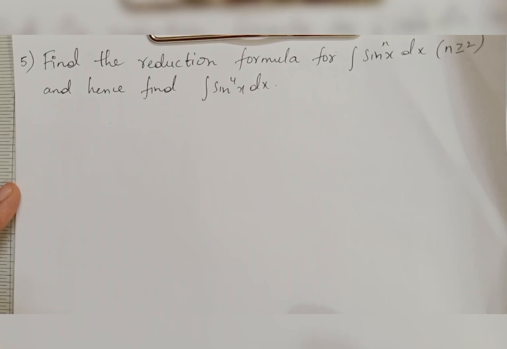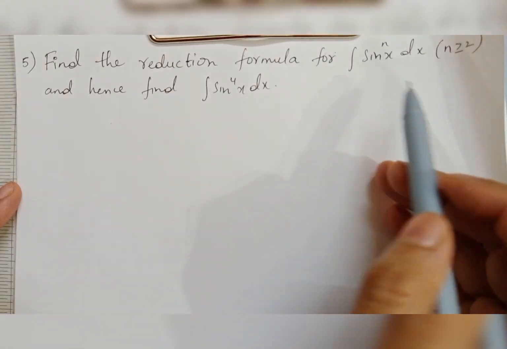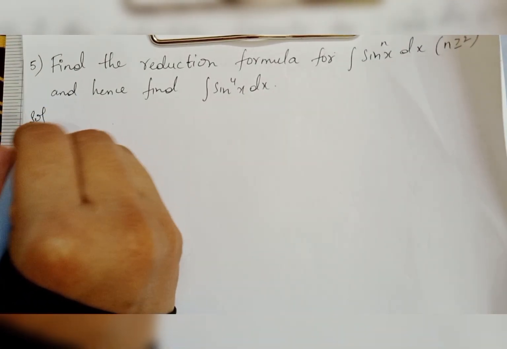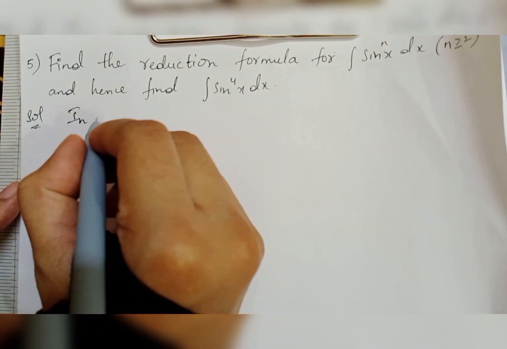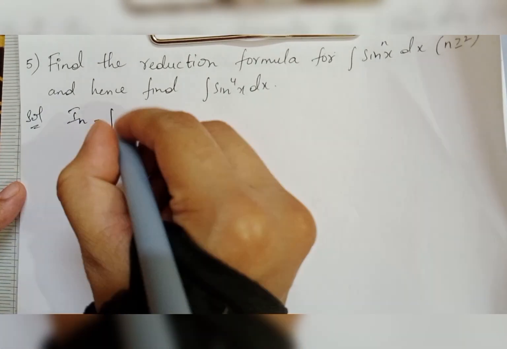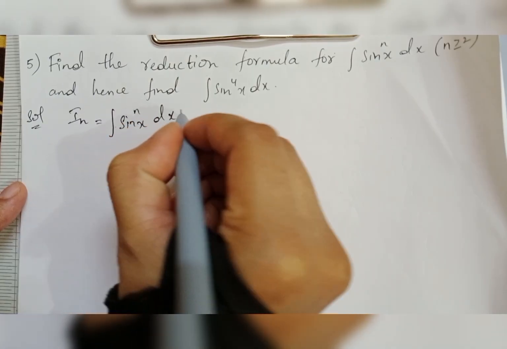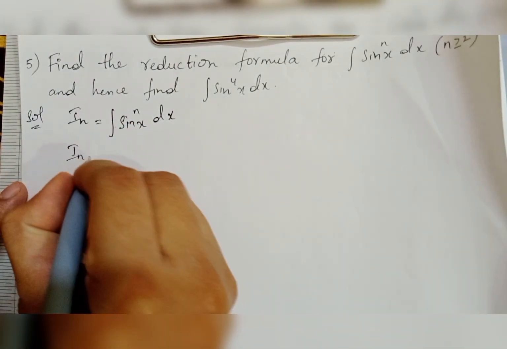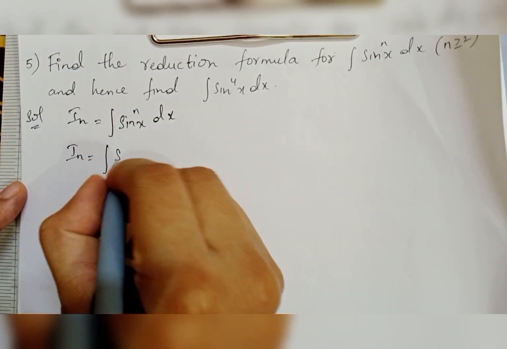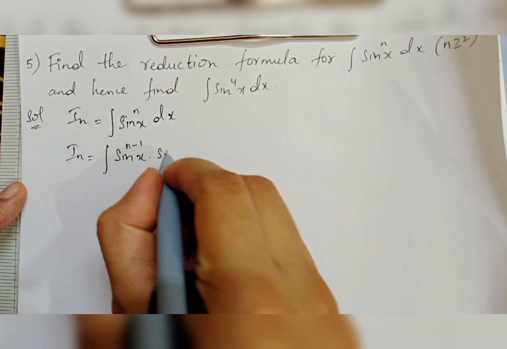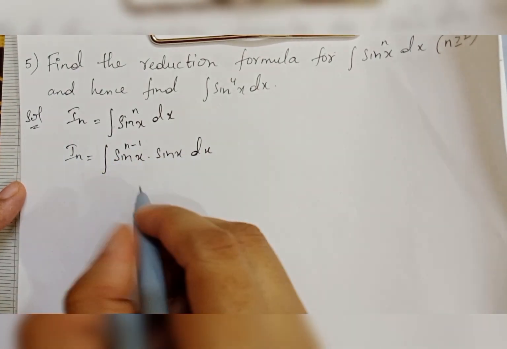So our next question is based on the reduction formula. First we have to find the integral of sin x power n dx. We'll consider the indefinite integral I_n equals integral sin x power n dx. We can write this term as integral sin x power n minus 1 into sin x dx, right?